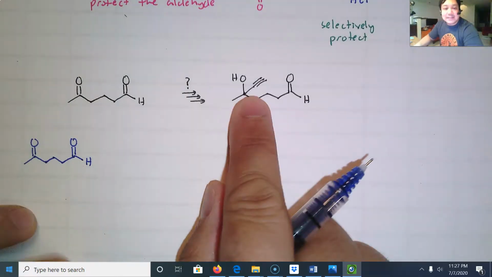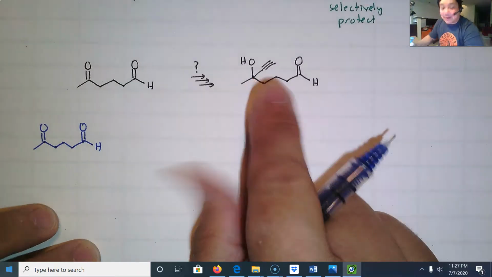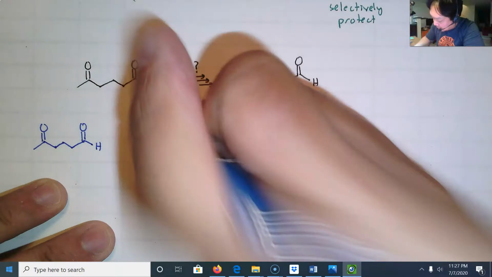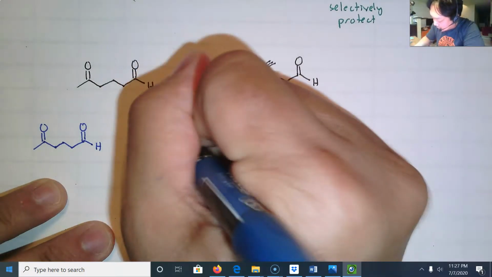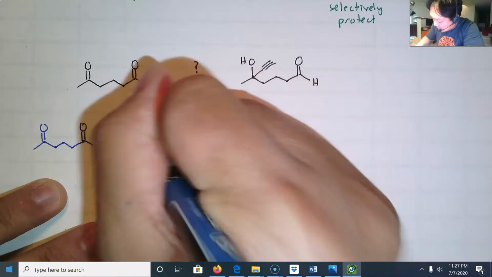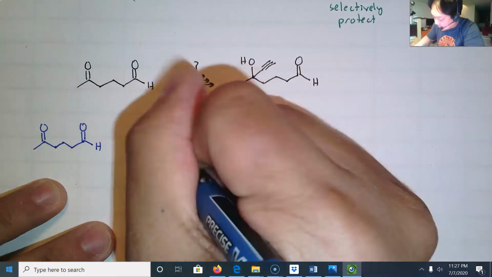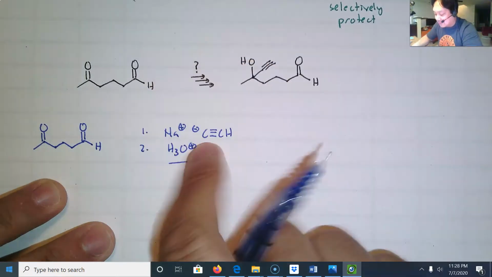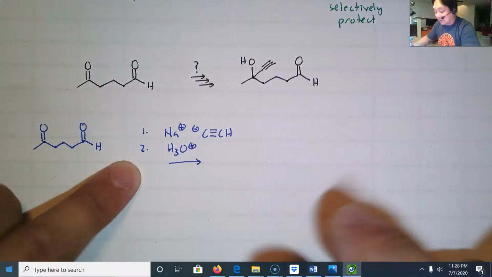What is that? That's the carbon anion, the alkynyl anion. Oh, I know what to do. I can just react it with this salt and then protonate that oxygen with acid in the second step. Okay, you're not going to mix these two together. You're going to do these separately.